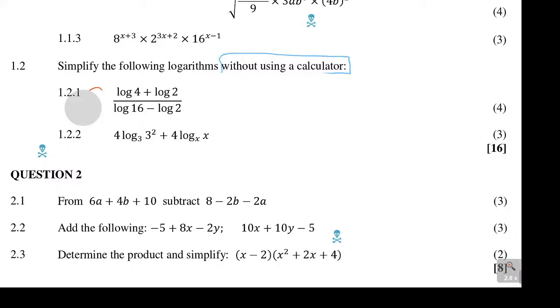Next one, I'm not going to use other alternatives for now, but let's just go to the next one because of time. Now you're given 4 log base 3 of 3 squared plus 4 log base x of x. You see this power 2, according to the laws of logarithms, it must drop down there.